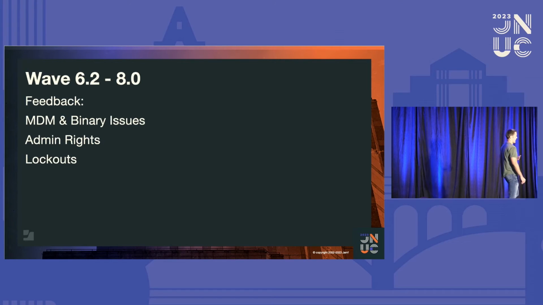Lockouts. Let's talk about lockouts. The JC Helper script worked. We were getting about 10 lockouts a day. It went down to about 2 lockouts a day. But that was not the only thing in play.